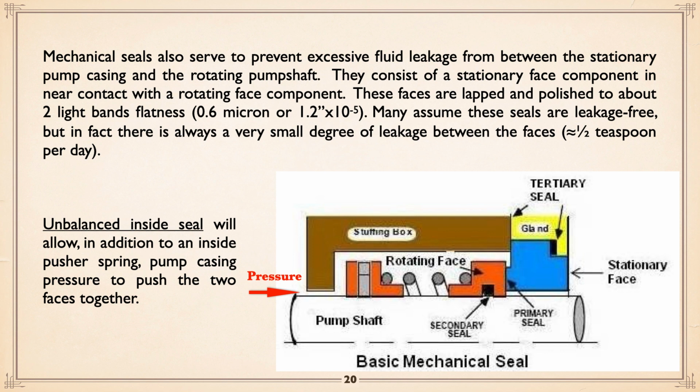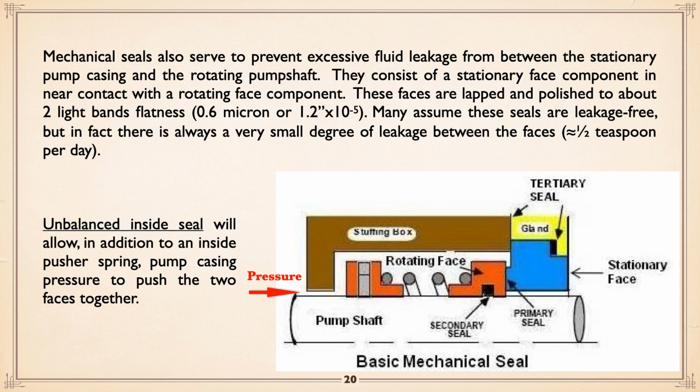The faces are lapped and polished to about 2 light bands. That's the way they're described, as 2 light bands flatness, which is 0.6 of a micron, or 1.2 inches to the power 10 to the minus 5. Do your decimal point out. Many assume these seals are leak-free. They appear that way, but there is in fact a little bit of leakage, like maybe half a teaspoon a day, through that thing, except you never see it because it just vaporizes off.